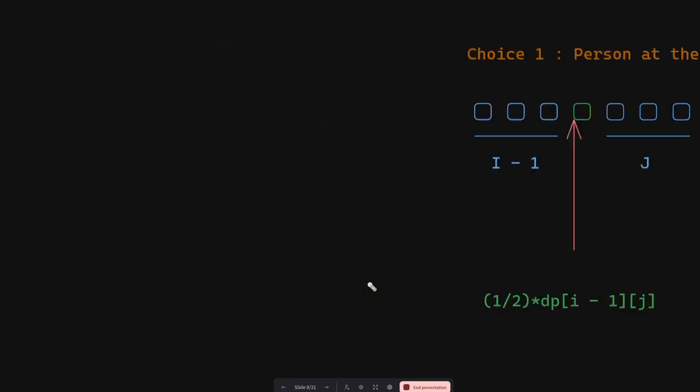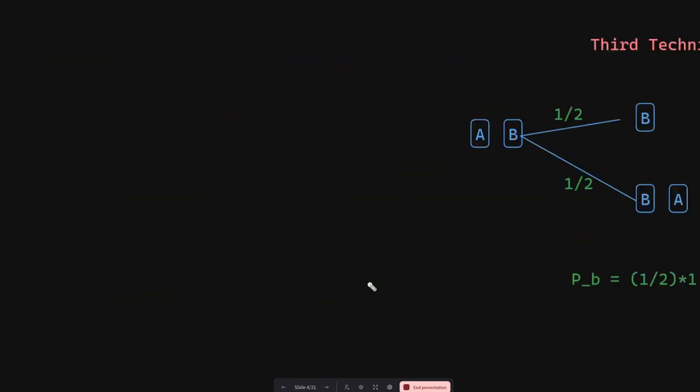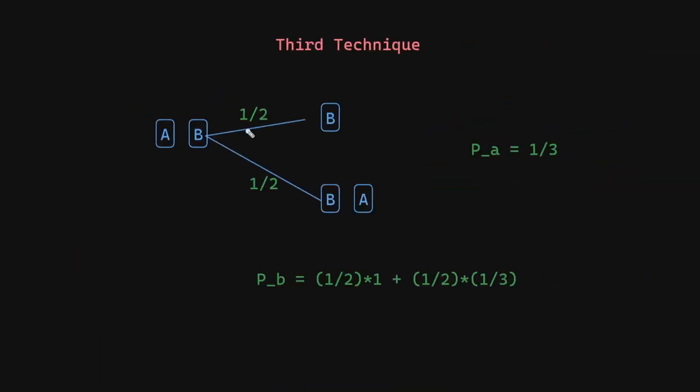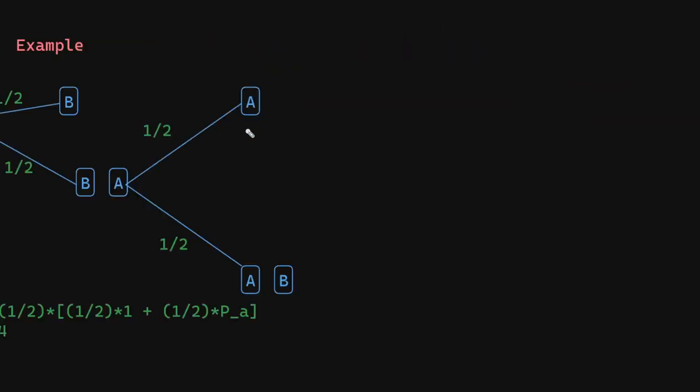So if you remember the n is equal to 2 case, what we did was we performed both of these operations, and we said that the probability of a would be the combination of this branch and this branch, right? So we can apply a similar logic over here as well.